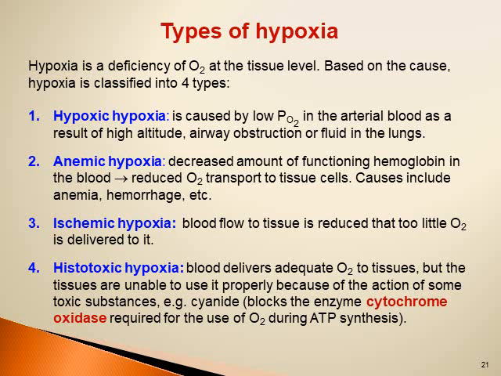So in histotoxic hypoxia, there is no hypoxic hypoxia, so the oxygen delivered is fine, the amount of hemoglobin is fine in the blood, so oxygen is transported well, the tissue perfusion is fine, there is no ischemia, but the problem is that the tissue cannot extract oxygen from the blood because of some toxins like cyanide.